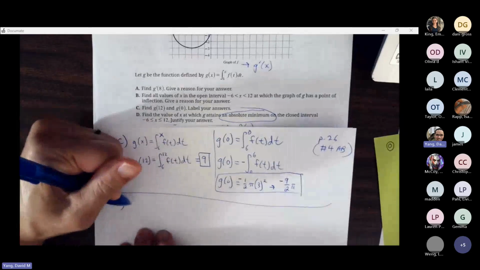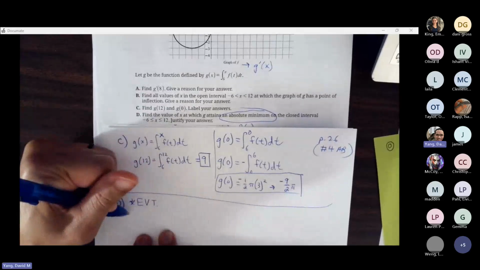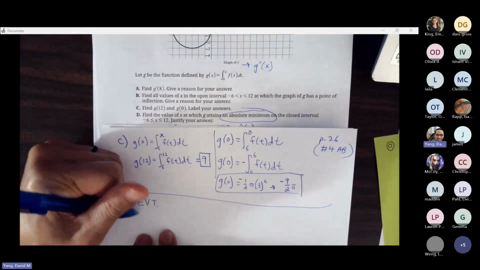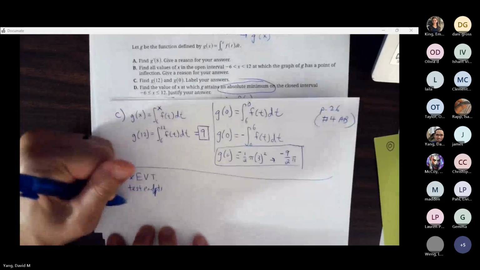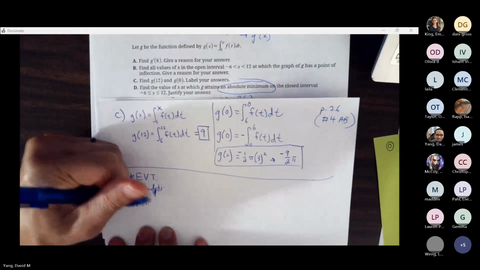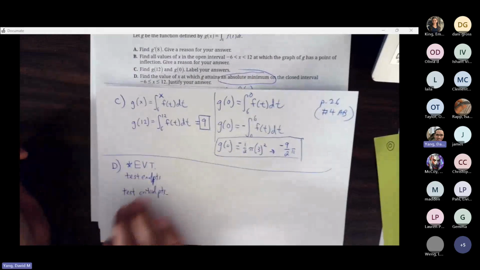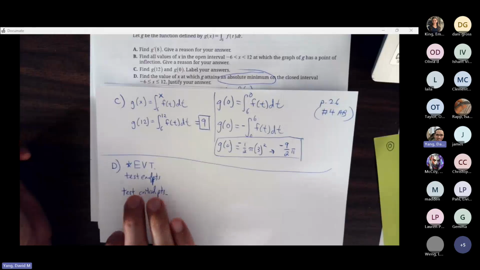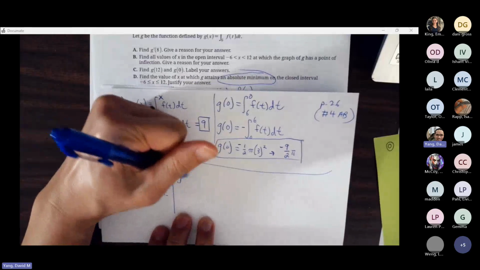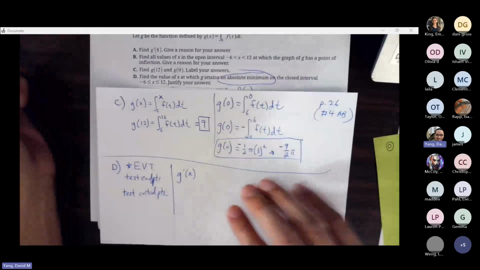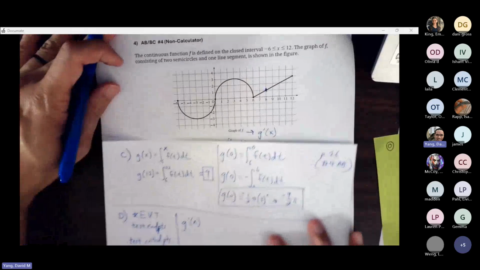So EVT, which means we need to test endpoints. Test critical points. But we're trying to find endpoints, critical points from a derivative graph. So let's create our f prime, or in this case, our g prime sign line, and therefore we can just grab our critical points from our g prime sign line. So let me label accordingly here.